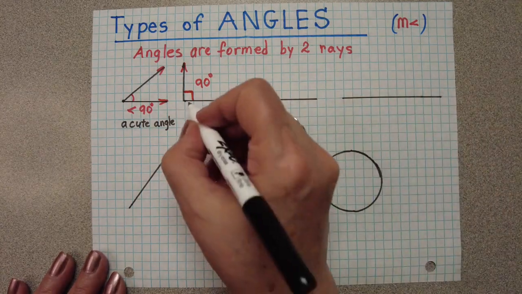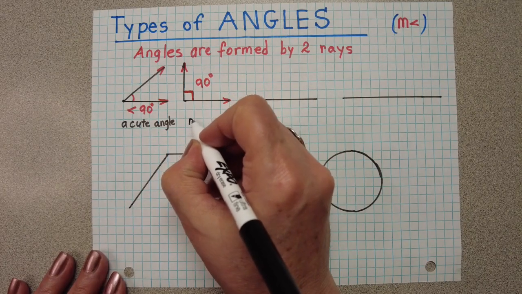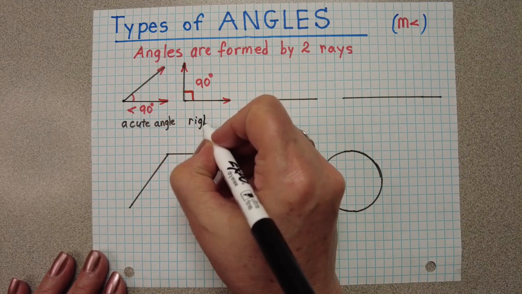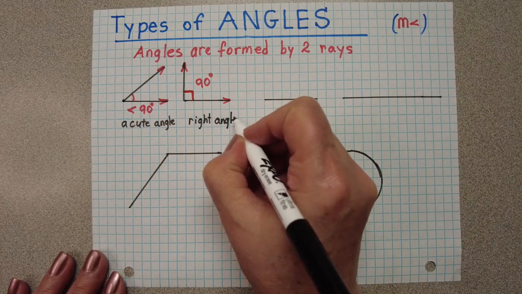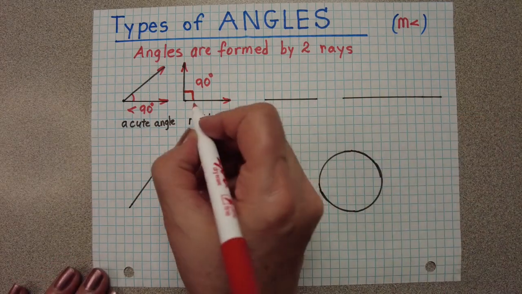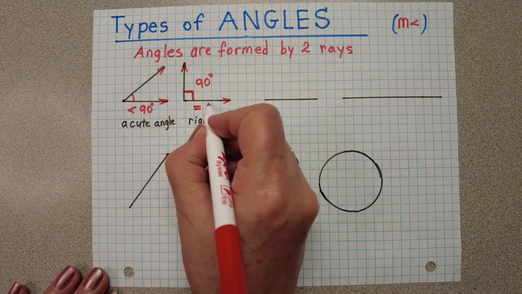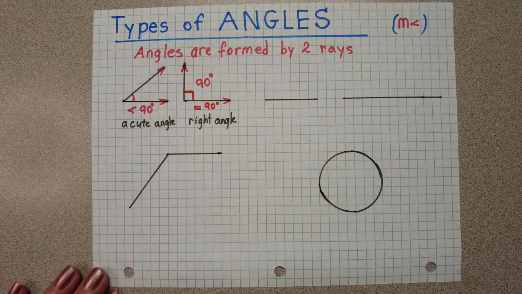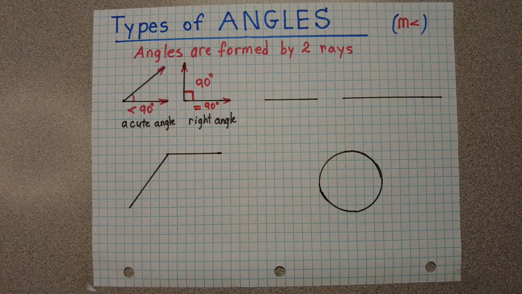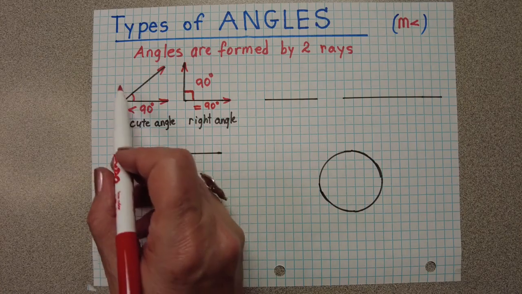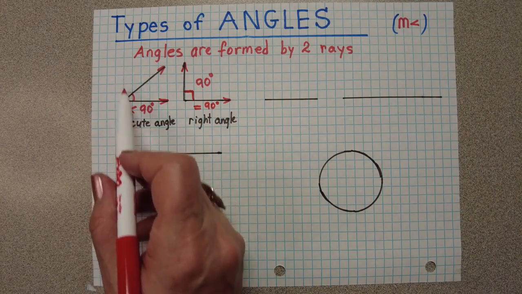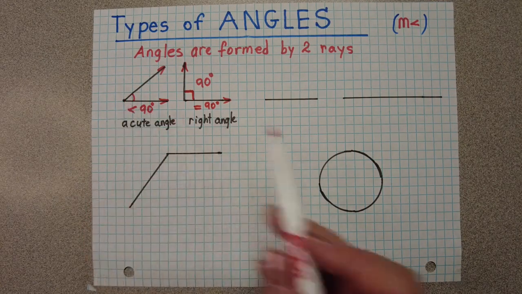Let's write down the name. Right angle, which is exactly equal to 90 degrees. Acute was less than it. See, this angle is less than if we have a straight line here, right?